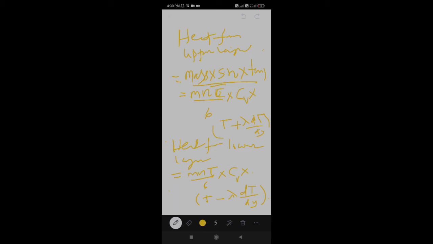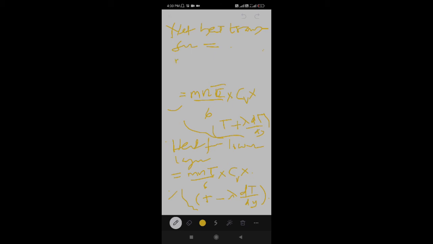Now, how do you get the net heat transfer? Net heat transfer is equal to this thing minus this thing. Okay, first terms are same. You see here, from this formula and from this formula, first terms are same, so first terms will be cancelled. Next, second terms will be intact.